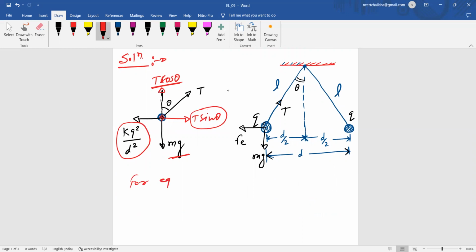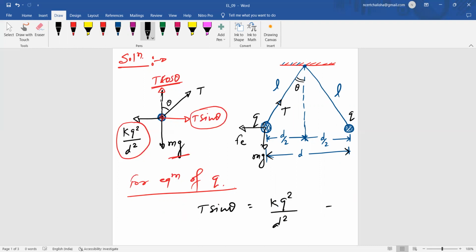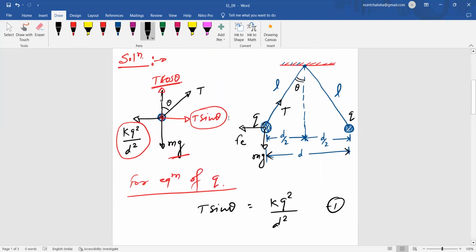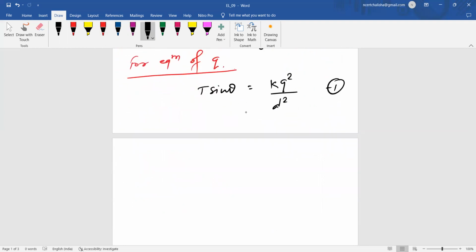So for equilibrium of the charge q, in the equilibrium position, T sin theta will be balanced by the electrostatic force, so it is kq squared by d squared. This is equation 1. And then if you balance the vertical forces, T cos theta will be balanced by mg. Mg is the force by the earth. This is equation 2.